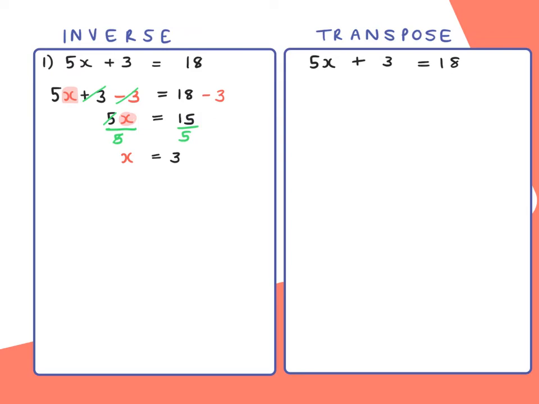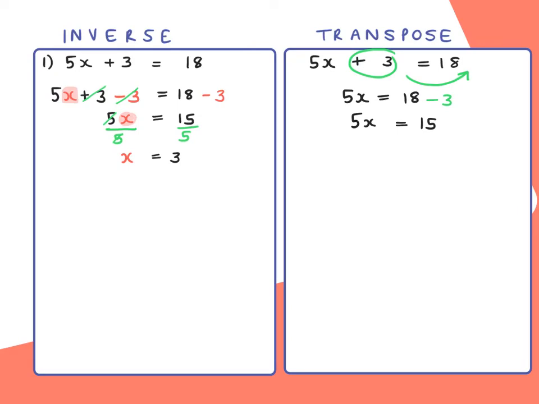So remember, the transpose method is just transferring, right? So we're going to take that positive 3. Since it's added on the right-hand side, when we transfer it, we're going to do the opposite operation. We're going to subtract. So it's going to be 5x equals 18 minus 3. If I simplify that, 5x equals 15.